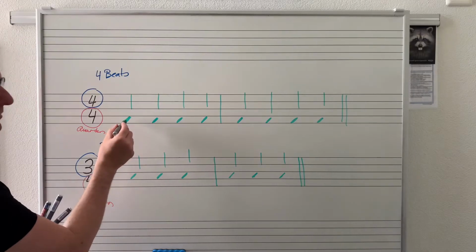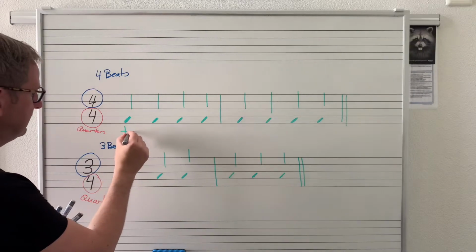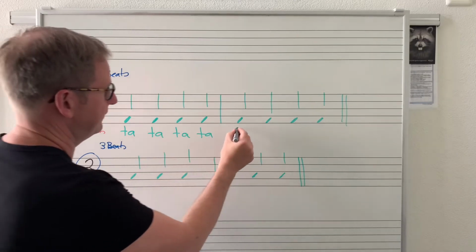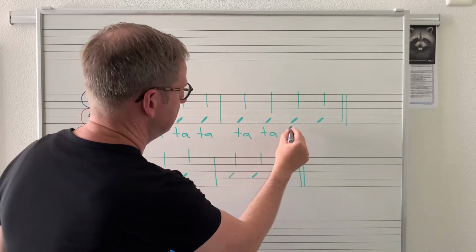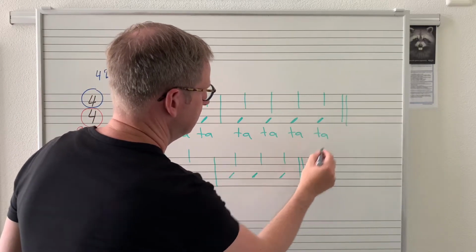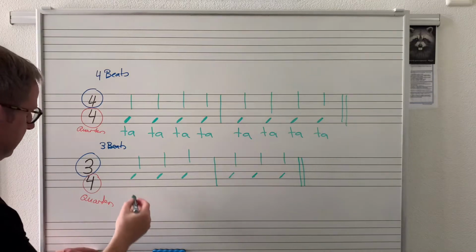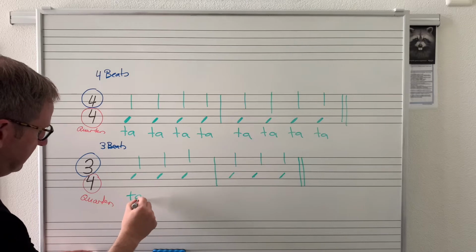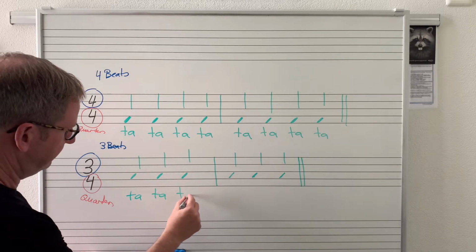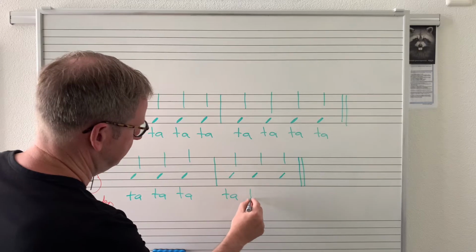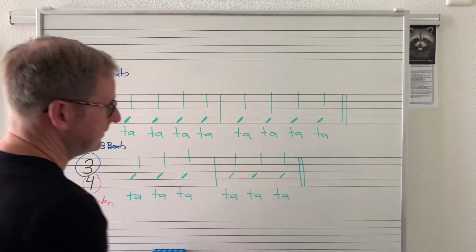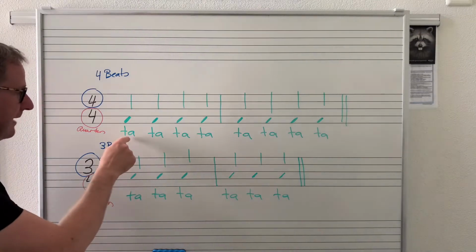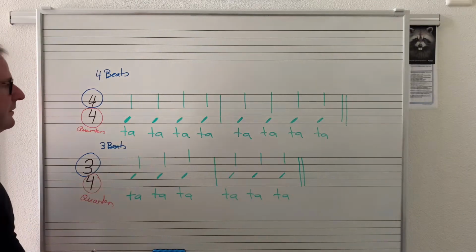Now, in the language I use to count, it's very simple. This one is called ta. It's simply ta, ta, ta, ta, ta, ta, ta, ta. And also here, no matter what is written here, this quarter is called ta.